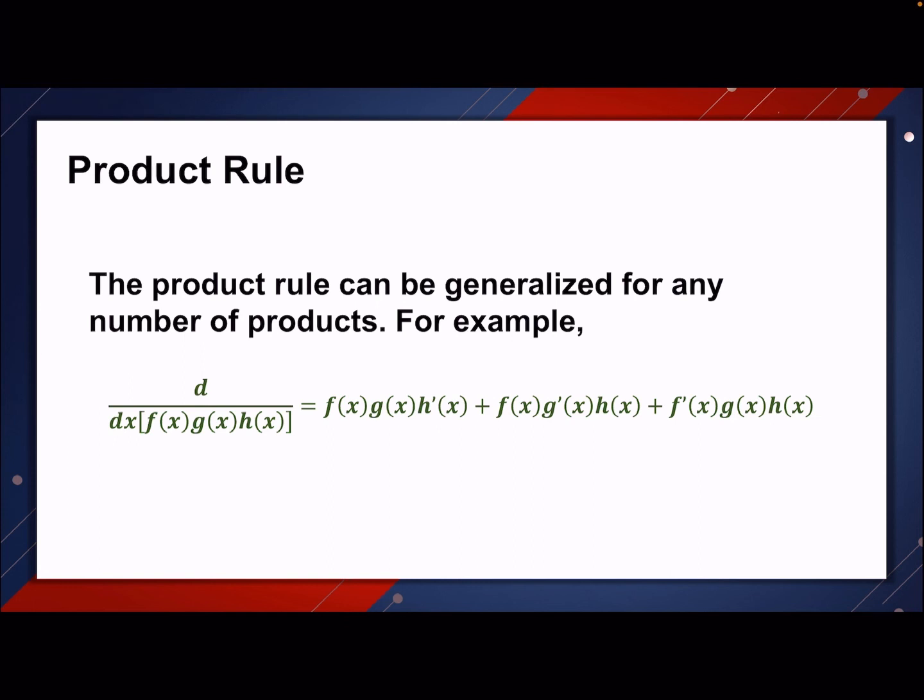The product rule can be generalized for any number of products. For example, the derivative of f(x) times g(x) times h(x) is equal to f(x) times g(x) times the derivative of h(x), plus f(x) times the derivative of g(x) times h(x), plus the derivative of f(x) times g(x) times h(x).